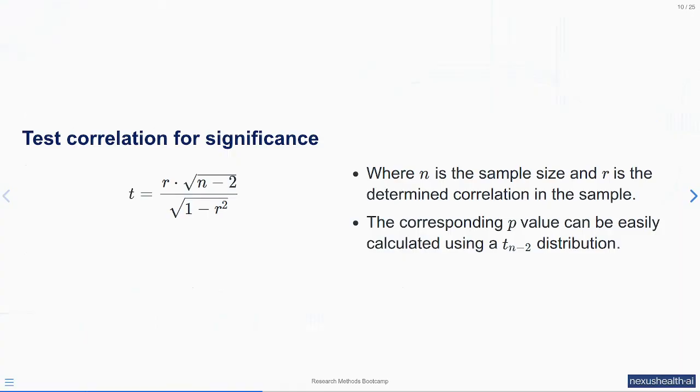As pointed out, we use the t-test to test correlation for significance. And we can see the formula that we use displayed on this slide. N is the sample size, R is the correlation that has been determined or calculated in the sample. And then we can determine or calculate the corresponding p-value using a t-distribution with n-2 degrees of freedom.